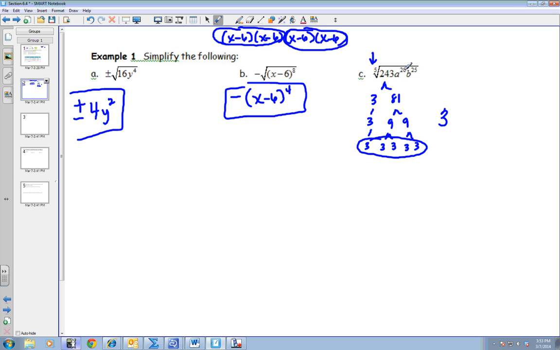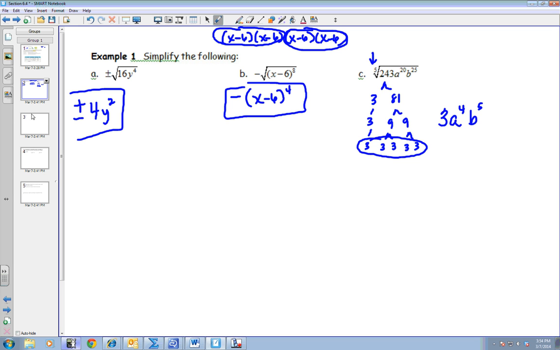I have a to the 20th, which means I could list 20 a's out here, but I need groups of 5. So how many groups would I have? I would have 4. Now let's do our b's. I have 25 of them. So groups of 5s, I would have 5 of them. So 3a to the 4th, b to the 5th is my answer.